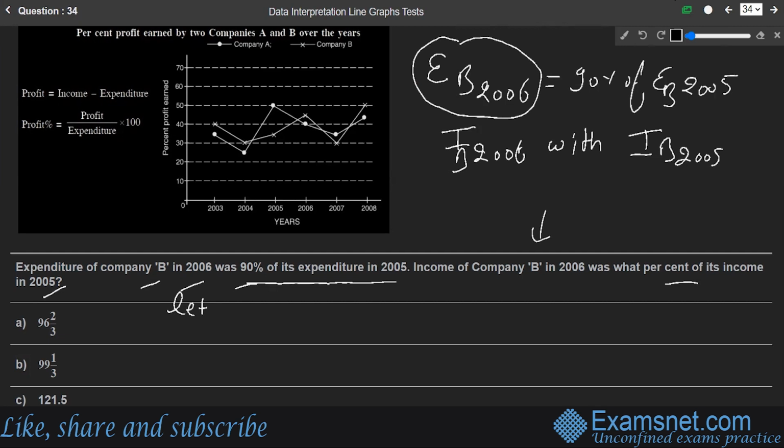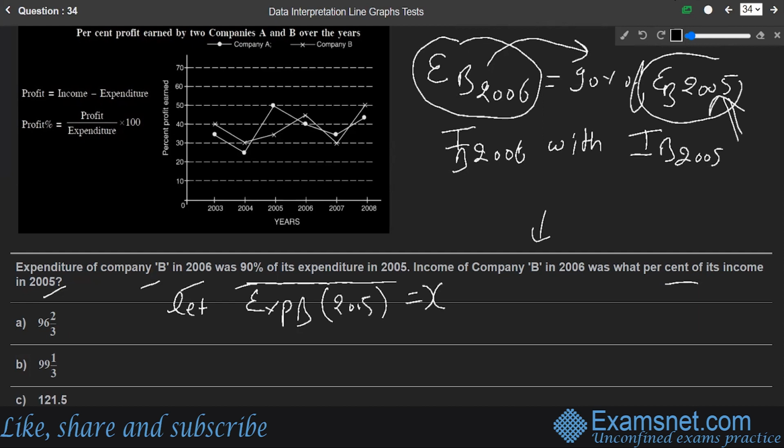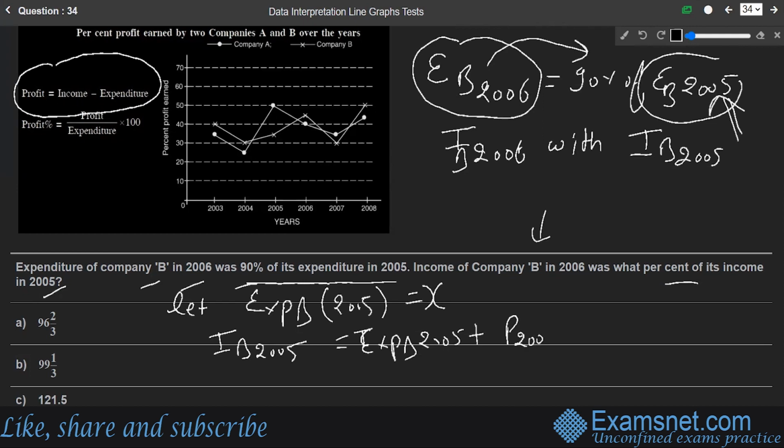Expenditure of B in 2006 is a function of expenditure of B in 2005, so the basic variable becomes expenditure of B in 2005. Let us assume expenditure of B in 2005 is X rupees. Now income of B in 2005 is what we're going to find out. As per the formula given, income is related to profit and expenditure. Income of B in 2005 can be found by expenditure of B in 2005 plus profit of B in 2005.